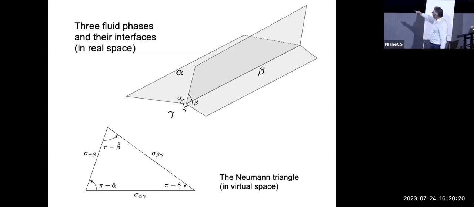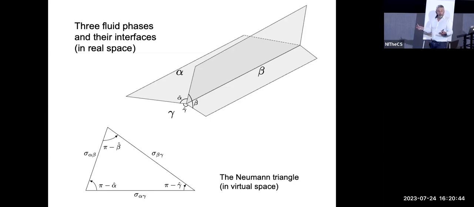So mechanical equilibrium of forces in this two-dimensional section will describe this equilibrium state. And some conditions will have to be satisfied among interfacial tensions in order for this to be stable. Otherwise, the contact line will move.